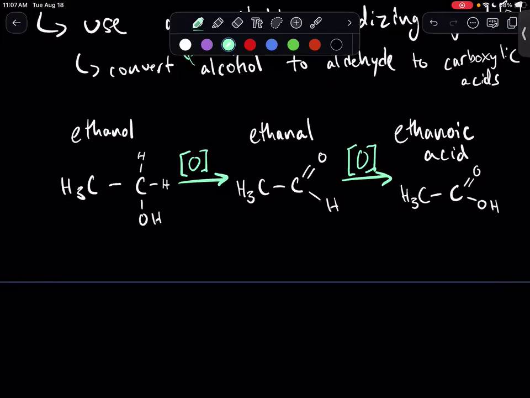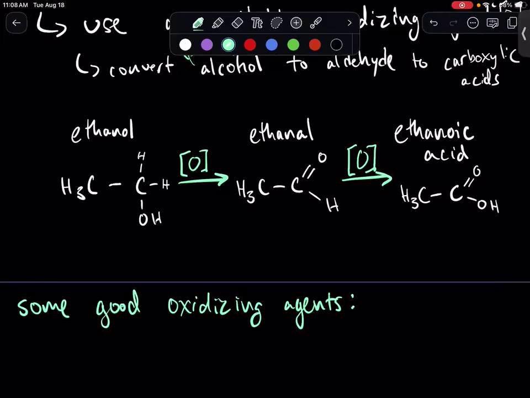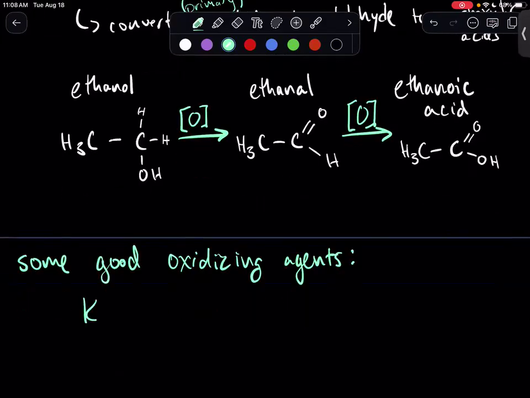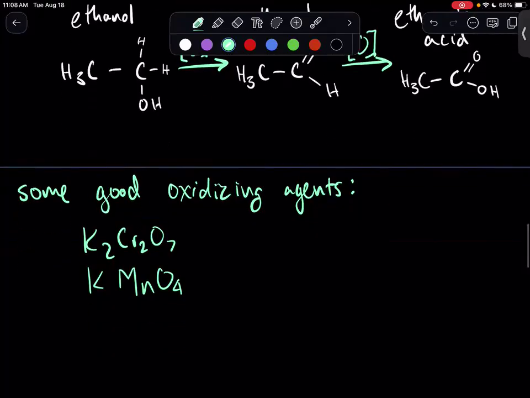So I said I would mention a couple of them. Some good oxidizing agents. Some of the most common ones you'll see are potassium dichromate or also potassium permanganate. You may remember us using these when we were going over redox reactions because chromium and manganese in these will become incredibly reduced. Chromium goes from a 6 plus all the way down to a 2 plus. Permanganate comes from a 7 plus all the way down to a 2 plus. So they get reduced pretty heavily, meaning they're very good oxidizing agents.